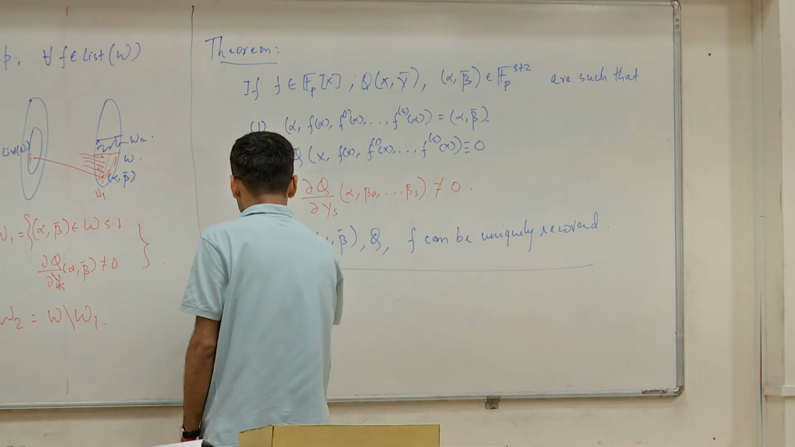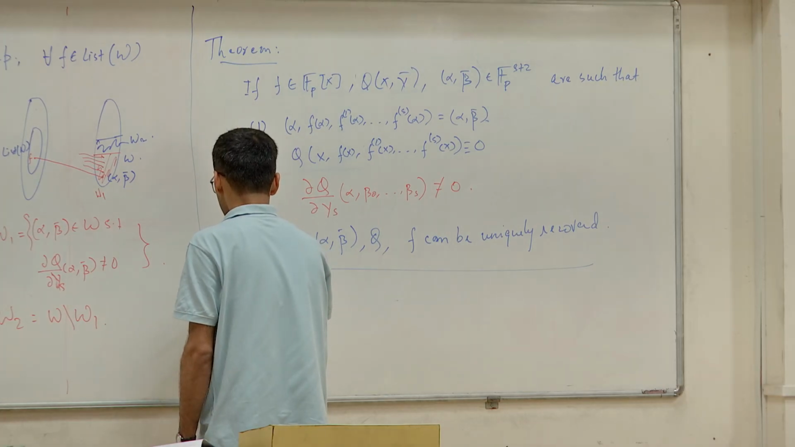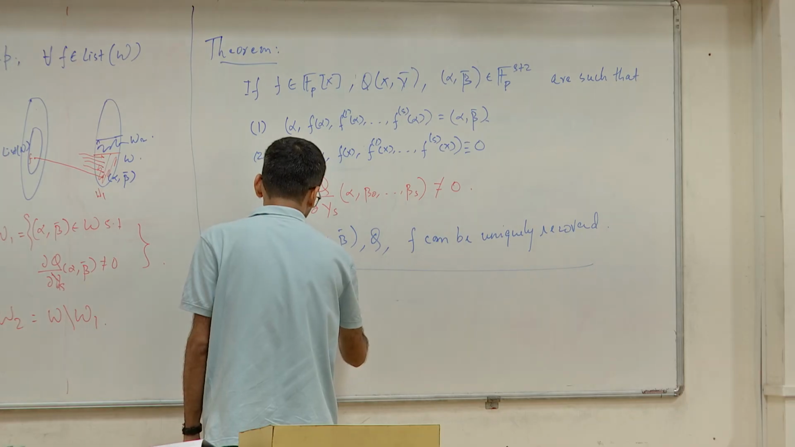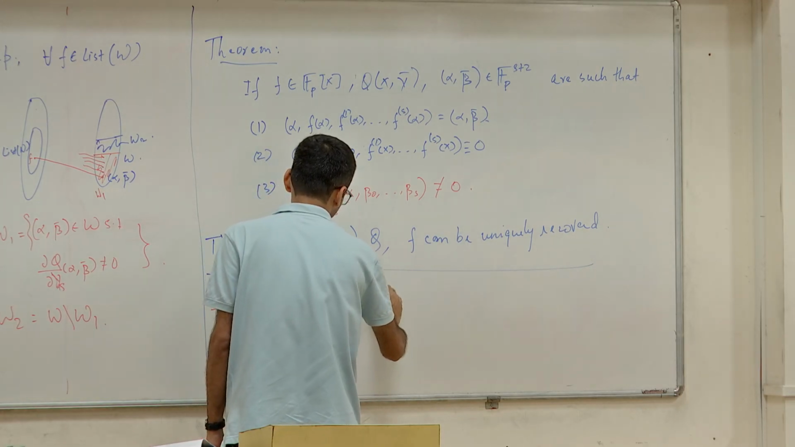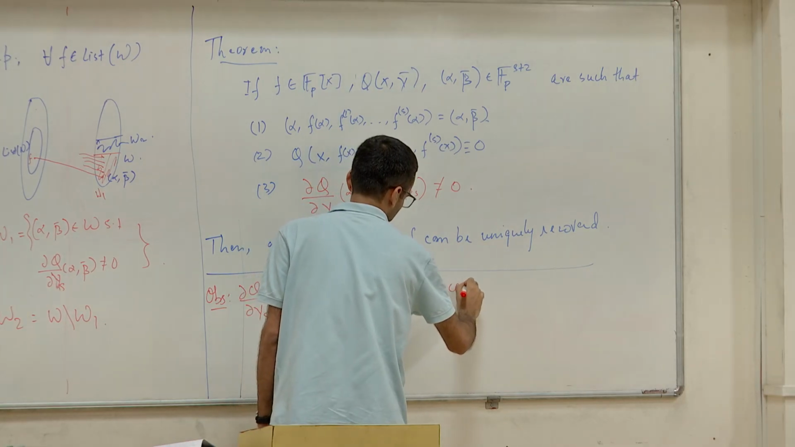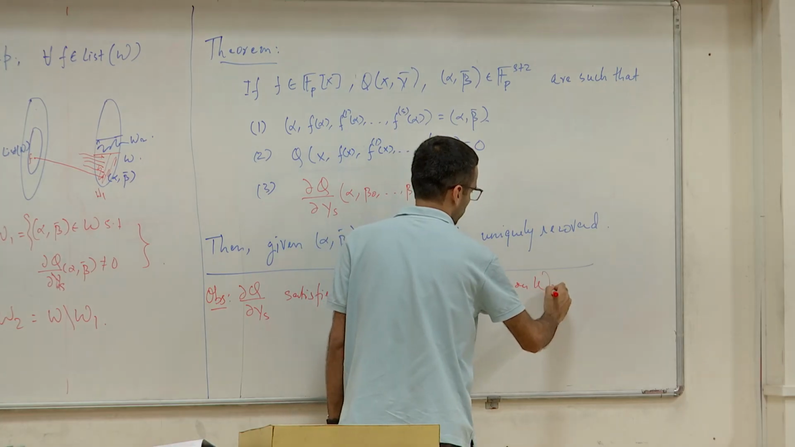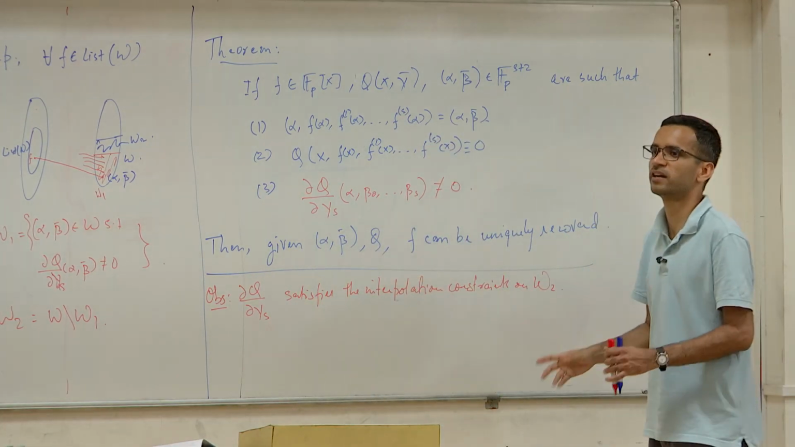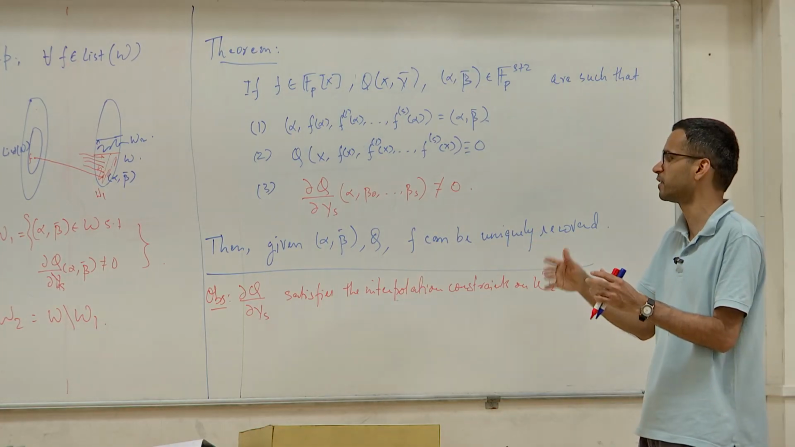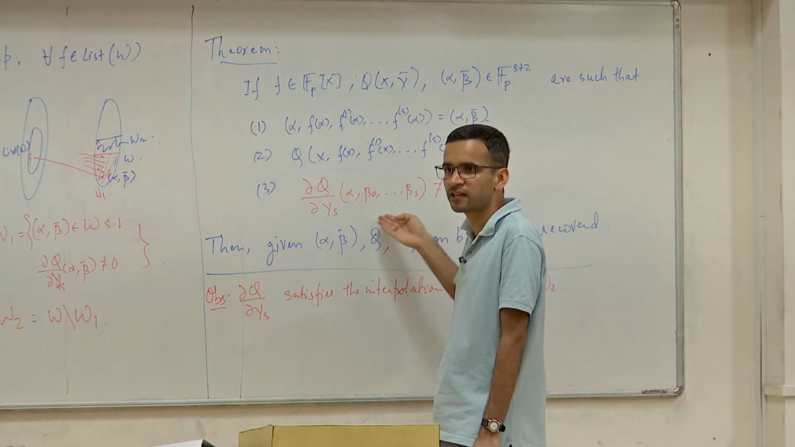So the observation is that dQ over dys satisfies the interpolation constraints on W2. What were the interpolation constraints? We had a set W. We wanted to find a polynomial Q with some degree constraint such that it vanished on every point in that set. This polynomial satisfies the exact same constraints on W2.